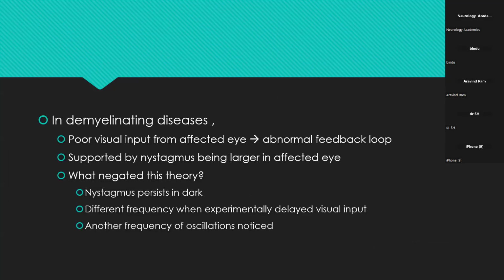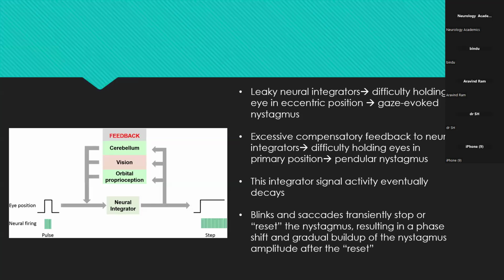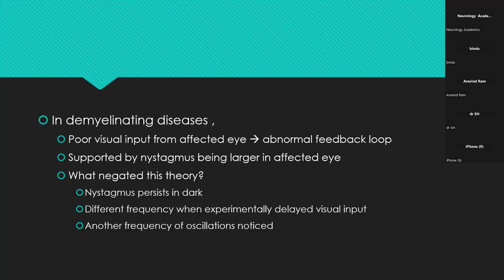Acquired pendular nystagmus is usually seen in demyelinating diseases, where another theory is put forward. Usually in demyelinating diseases, there will be affliction of visual input from the affected eye, and that will also disturb this feedback loop. Visual feedback is also important. That will disturb the visual feedback, and that can cause apparently acquired pendular nystagmus.